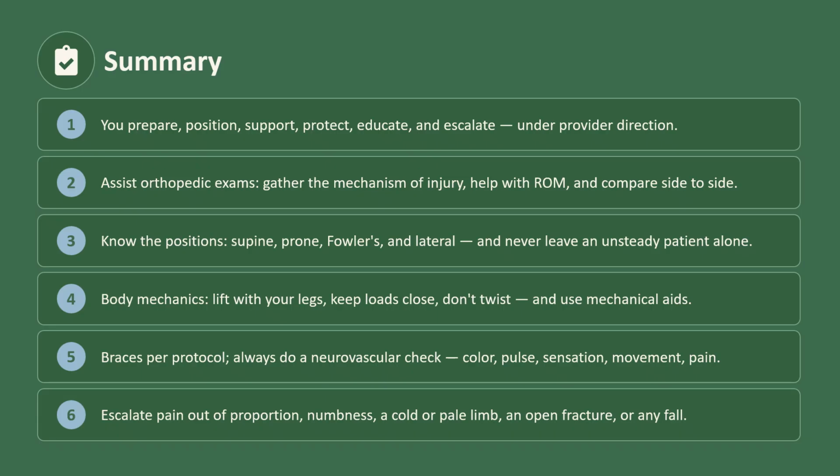5. Apply braces and supports only per protocol, and always perform a neurovascular check: color, pulse, sensation, movement, and pain. And 6, escalate immediately for pain out of proportion, numbness, cold or pale limb, an open fracture, or any fall. That completes the skeletal module. Anatomy and physiology, then disease and treatment, then your role. Next, we take up the muscular system, the partner that pulls on every lever we've just studied.